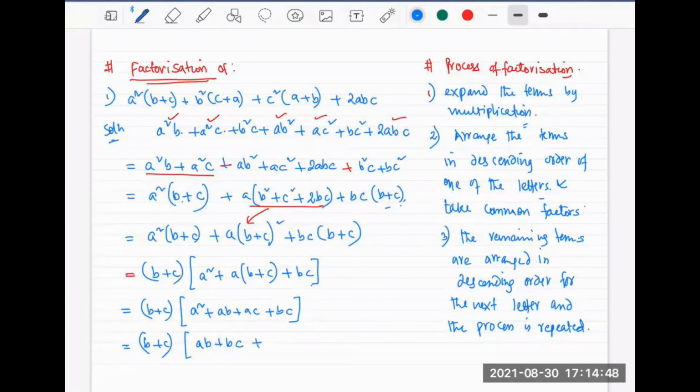The terms without B, A square plus AC. We're just rearranging the terms with B first. I'm writing them here. The terms with A, I'm writing here.